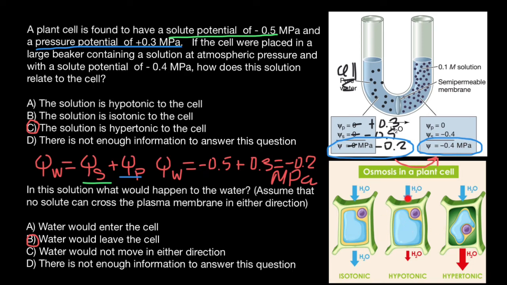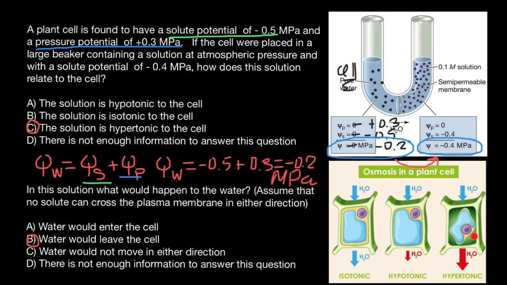And that means that water potential of the cell would be lower than of the outside. If water potential outside the cell would be lower than inside the cell, then water would go to the outside solution, and we call such solution hypertonic. And this is exactly what we got. Inside the cell, water potential is minus 0.2 megapascals, outside minus 0.4 megapascals. So water would flow from the cell to the outside hypertonic solution.